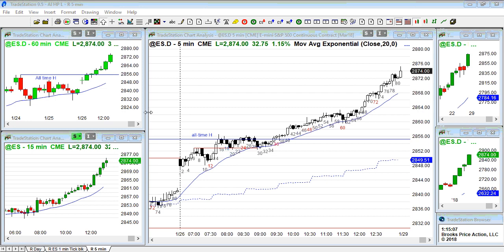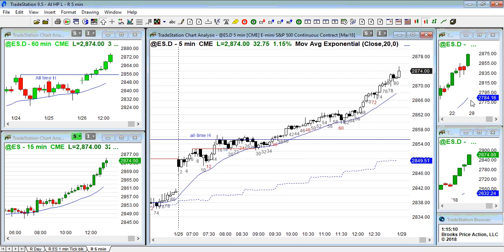Okay, question. In your book, you talk about two-legged pullbacks to the moving average being the best trades. Yet today, the question got cut off, but I'm sure he's saying today I was not eager to take the two-legged pullbacks, and he's right. In small pullback bull trends, when I'm buying, which I like to do, I'm usually buying below bars instead of above bars.